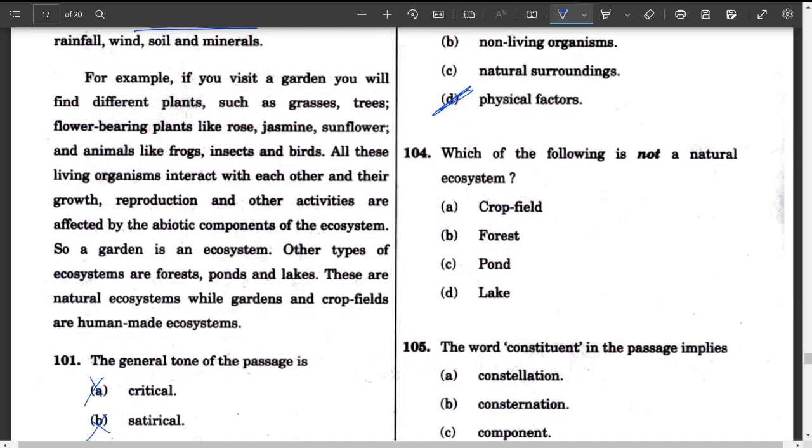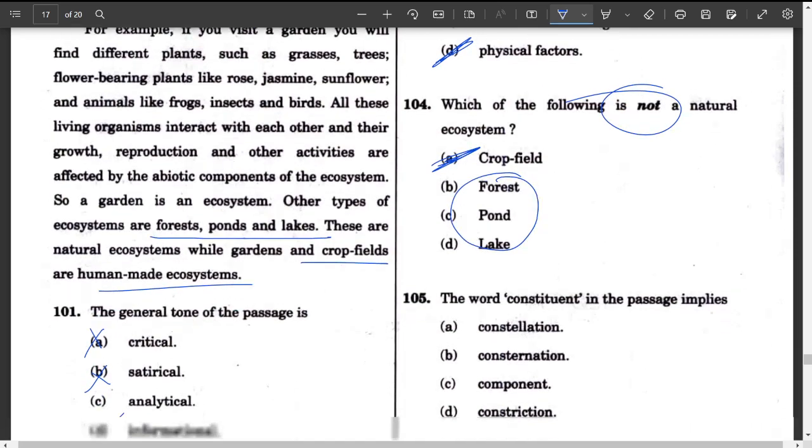All these living organisms interact with each other, and their growth, reproduction, and other activities are affected by abiotic components of the ecosystem. So a garden is an ecosystem. Other types of ecosystems are forests, ponds, lakes. These are all natural ecosystems. You have to find which is not natural. Forests, ponds, lakes, these are all natural. What is unnatural here? Crop fields are human made ecosystems. Not natural is the crop field. Next.